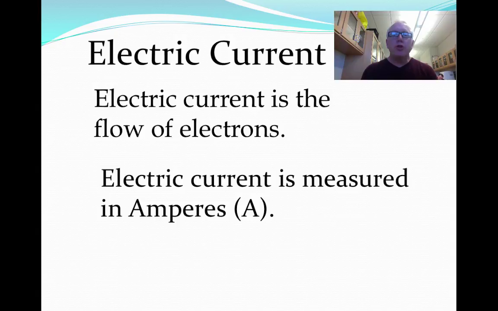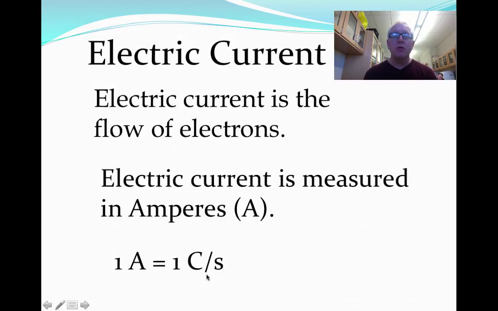Alright, so electric current: how much flow of electricity do we have? How many electrons are going on? Electric current is measured in amperes, so A is the unit. Sometimes you hear it called amps, so you've probably heard this terminology before. And amperes is about charges and how much charge goes by.